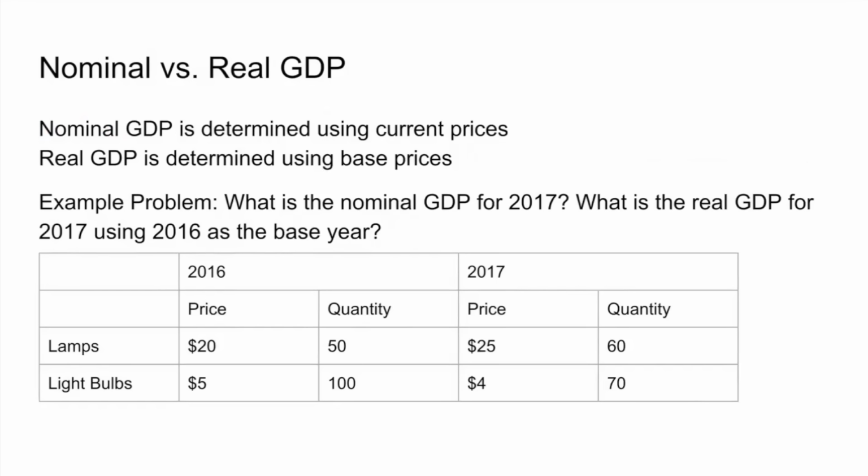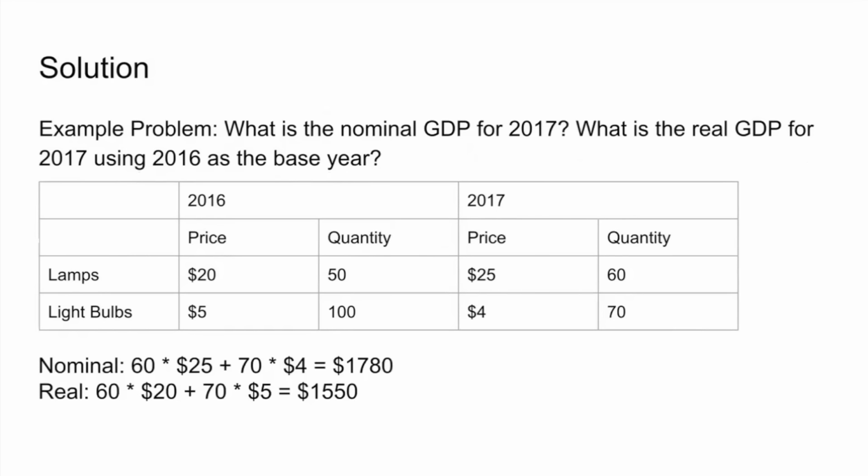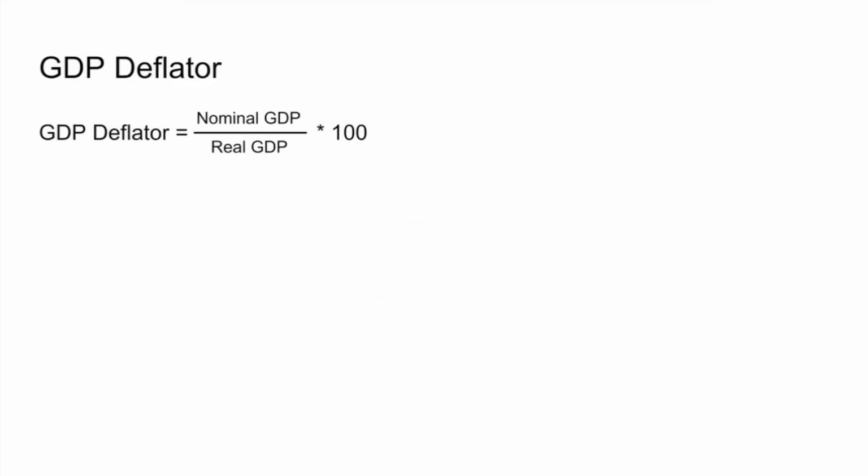So nominal GDP is determined using current prices and real GDP is determined using base prices. So in this example, what is the nominal GDP for 2017 and what's the real GDP using 2016 as the base year? Well, nominal GDP is just the sum of price times quantity in 2017. So 60 times 25 plus 70 times 4, which is 1,780. And then for real GDP, we would have to use 2016 base prices. So it would be 60 times 20 plus 70 times 5, which is 1,550. The GDP deflator is equal to nominal GDP divided by real GDP times 100.